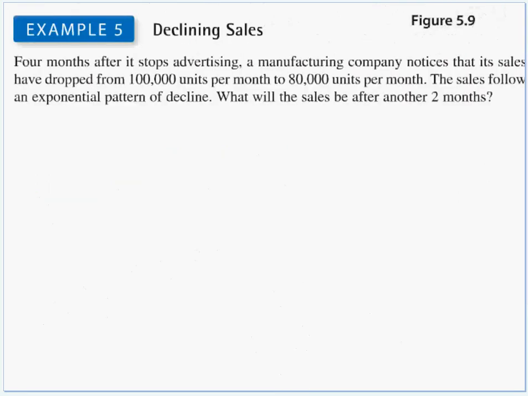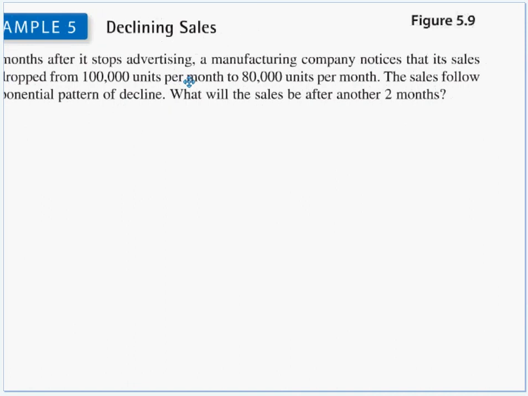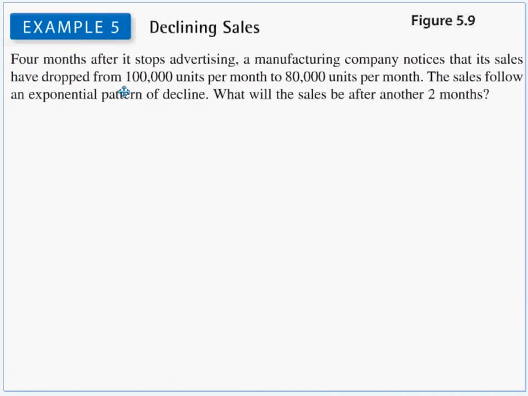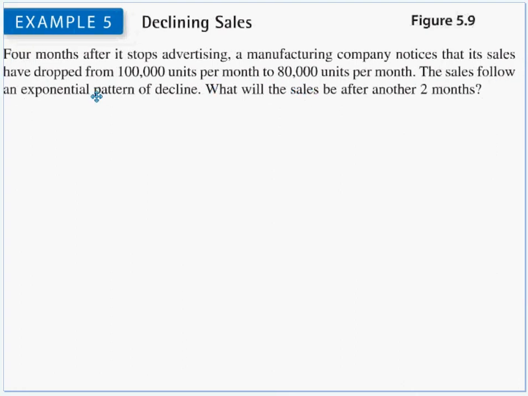Now, example 5, another good example here, and they do start us with a time 0 initial condition, but this is going to model decay. So it says here, 4 months after it stops advertising, a manufacturing company noticed its sales have dropped from 100,000 units per month to 80,000 per month. The sales follow an exponential pattern of decline. What will the sales be after another 2 months?